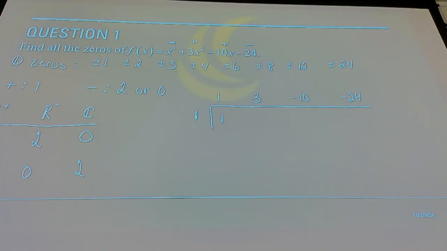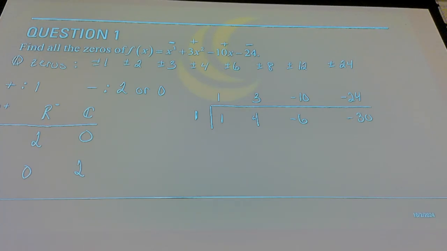One comes down, times 1, plus 3, times 1, plus negative 10, times 1, plus negative 24 is not 0. I think it's negative 30, right? 1 is not a 0.